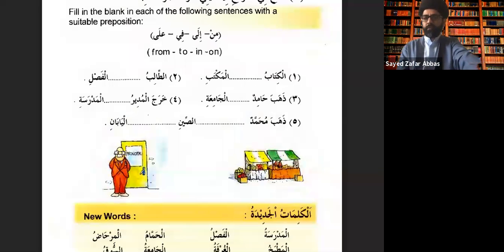Now we have at-talibu, something, fasli. So which word do we think should go here? At-talibu, something, al-fasli. Any ideas? The student to the classroom? Fi. So at-talibu fil fasli. The student is in the classroom. Fil fasli. Well done. Now number 3. Dhahaba Hamidun, something, al-jami'a. Which word do we think should go here?